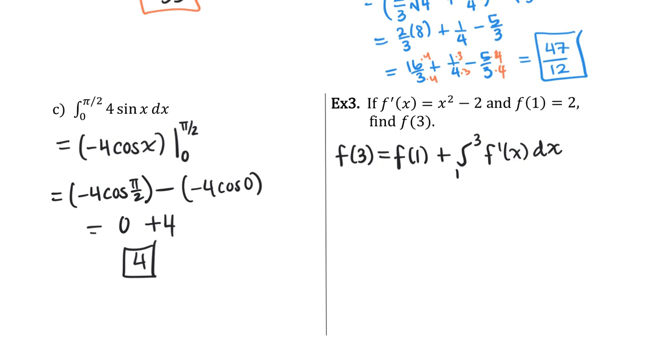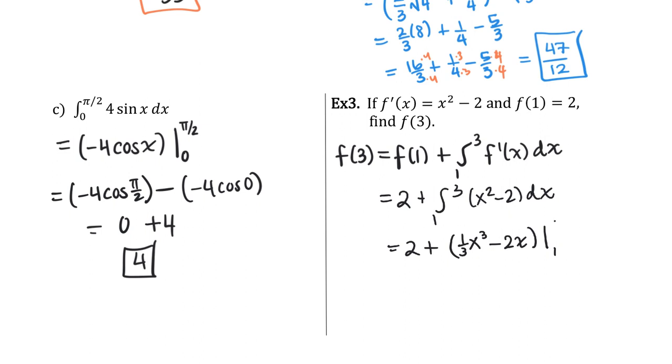Okay, now f of 1 is 2. It's given to me. From 1 to 3, f prime is x squared minus 2 dx. So I need to do the antiderivative. Okay, so x squared, I'm going to raise it a degree, so it's x to the third. I'm going to divide it by 3, so I'm going to put 1/3. Minus, this is going to be 2x, and I'm going to evaluate it from 1 to 3. Let me double check. Let me bring down the 3. That's going to be 1x squared. That works. Derivative of this is 2. I'm not writing the c because it's a definite integral.